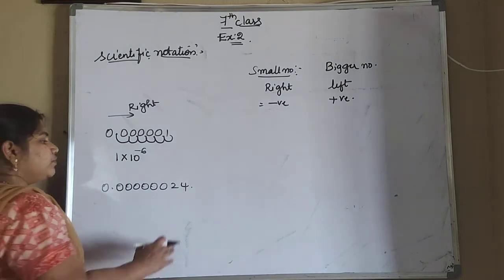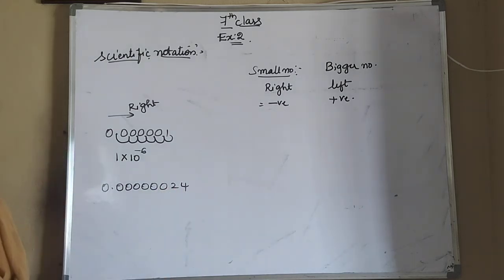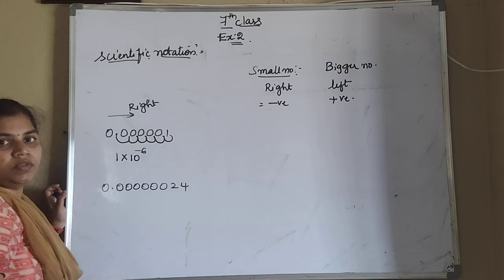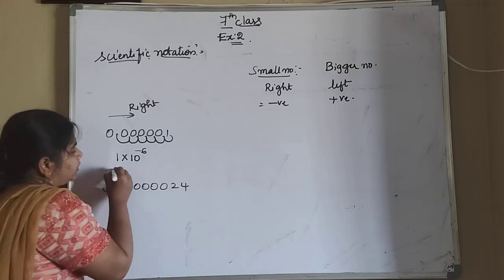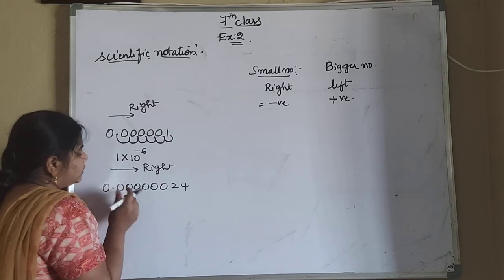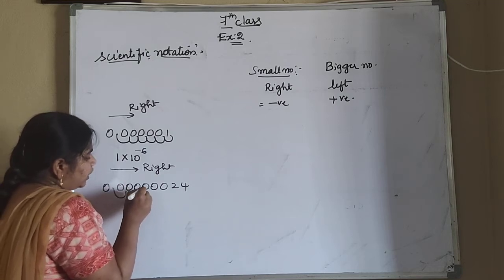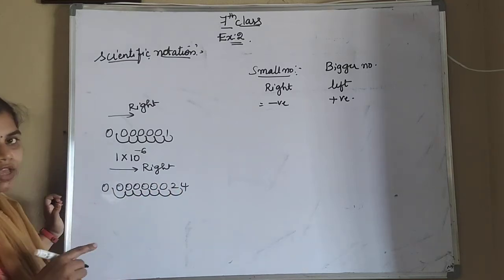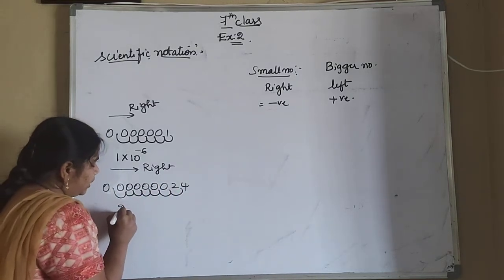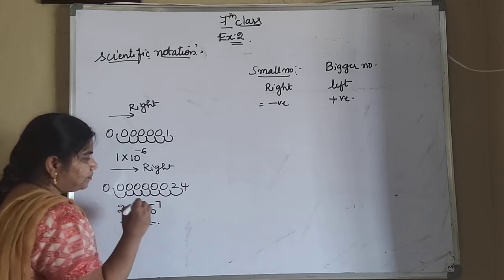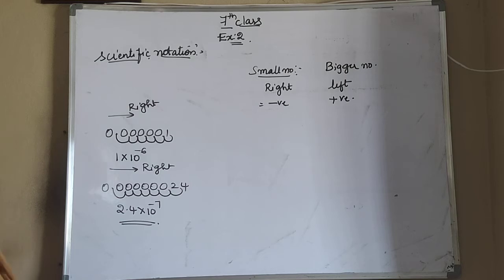So what will be the result now? Already I told you the point should be before only one digit, so it should be here. Now which side are we moving? We are moving to the right side because this is the smallest number. 1, 2, 3, 4, 5, 6, 7. How many times have we moved? We have moved 7 times. So that will be 2.4 into 10 power minus 7. So this is for smallest numbers.